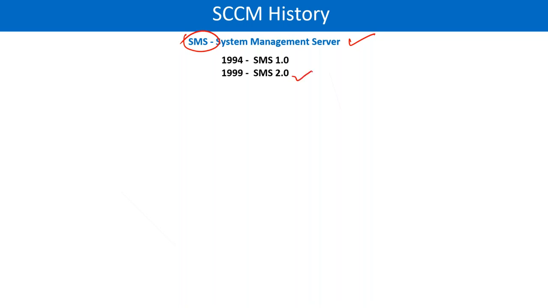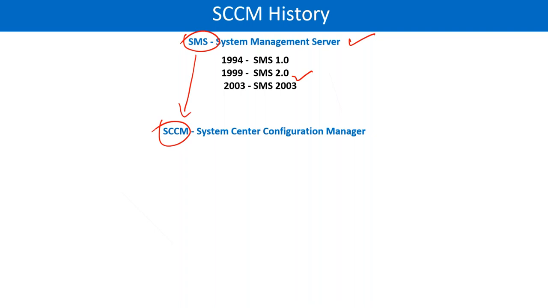Now, let's discuss SCCM. What is SCCM? And when did this start? So let's talk about the historical background of SCCM. SCCM is a Microsoft product, and the old name of this product was SMS, System Management Server. This was released in the year 1994. Then in the year 1999, the new version of SMS was released, like 2.0, then SMS 2003. Then Microsoft changed the name from SMS to SCCM in the year 2007.